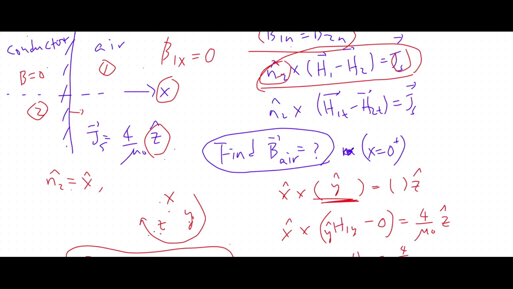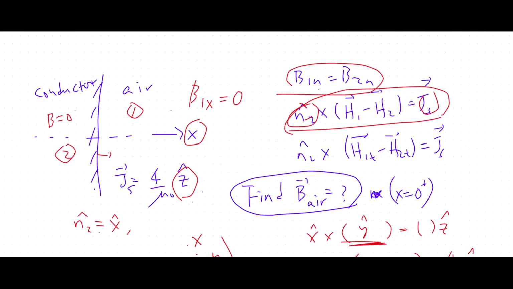Oh, because the normal vector is perpendicular to this surface, right? So it's always either X hat or minus X hat, either pointing to the right or pointing to the left. But N2 is always going from medium number 2 to medium number 1. So it depends on how we define which side is 1, which side is 2. Doesn't matter. It's totally up to you. We always take N2. Okay. Any questions?